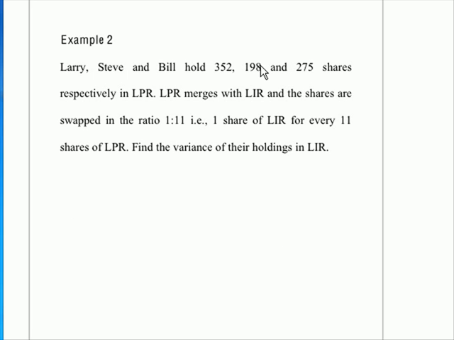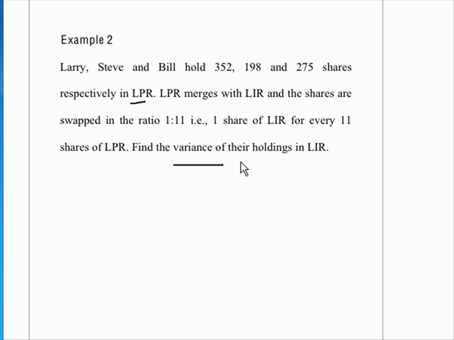The second example is about variation. Larry, Steve and Bill hold 352, 198 and 275 shares in LPR. LPR is a company. LPR merges with LIR and the shares are swapped in a certain ratio. Find the variance of their holdings in LIR. So essentially we need to first find the new number of shares and then the variance of their holdings.